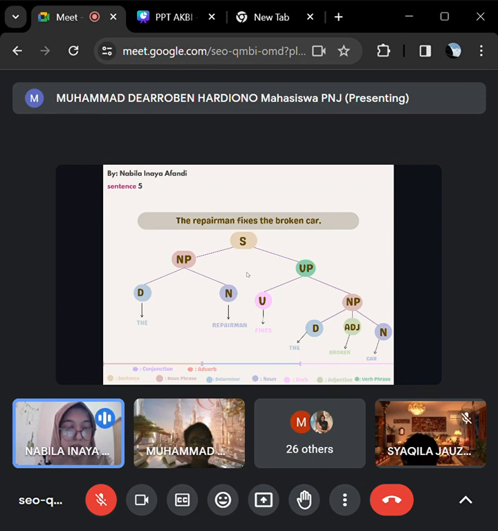And for the specified, the determiner in this sentence is "the". The adjective is "broken" because it describes the state of the car and provides information about the quality or condition of the noun. And the noun is "car". This is the object that the repairman is fixing.